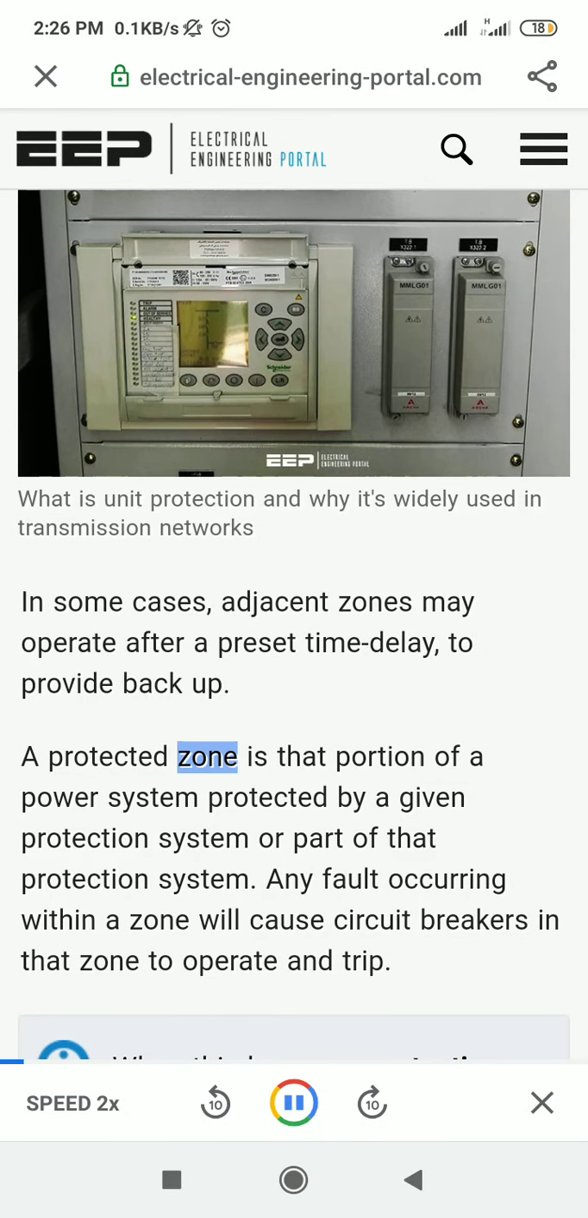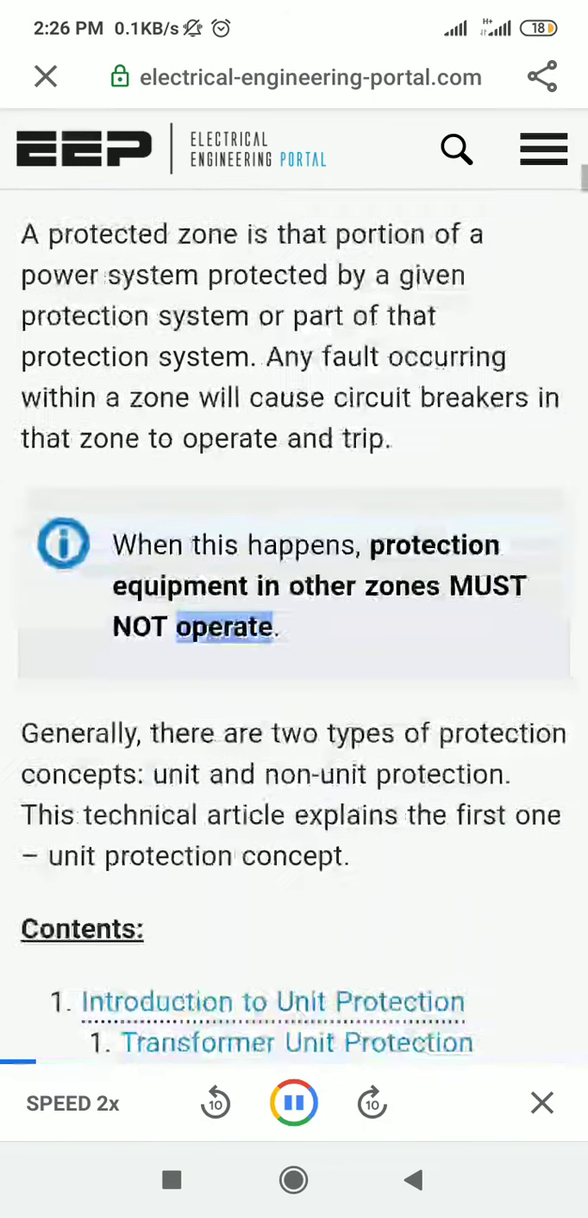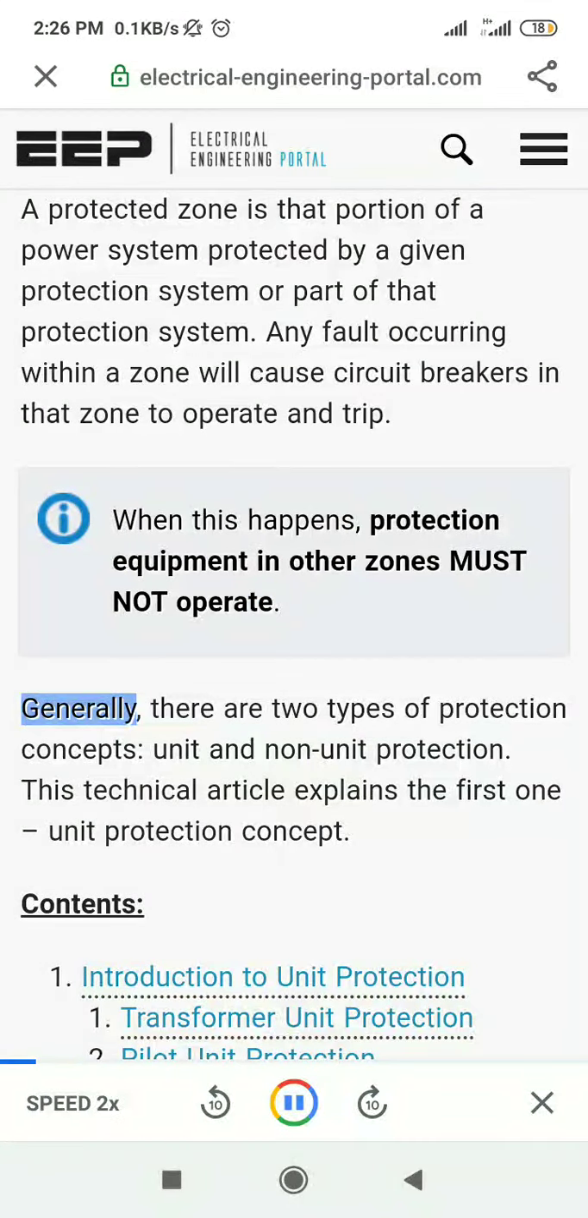A protected zone is that portion of a power system protected by a given protection system or part of that protection system. Any fault occurring within a zone will cause circuit breakers in that zone to operate and trip. When this happens, protection equipment in other zones must not operate. Generally, there are two types of protection concepts: unit and non-unit protection. This technical article explains the first one, the unit protection concept.